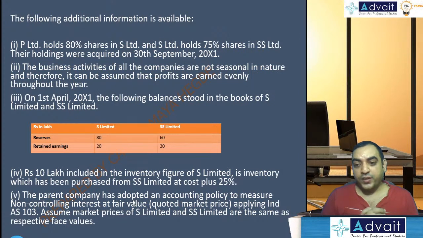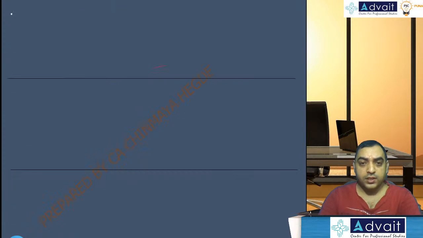AJ is asking, do we need to write that assumption in the exam? Not required. When you ask a 16 marks, 20 marks question, it is implied there is control. No need to specifically write that. Okay, let's go for the solution now.